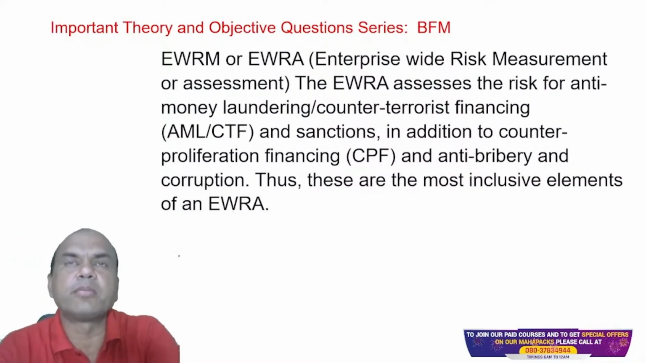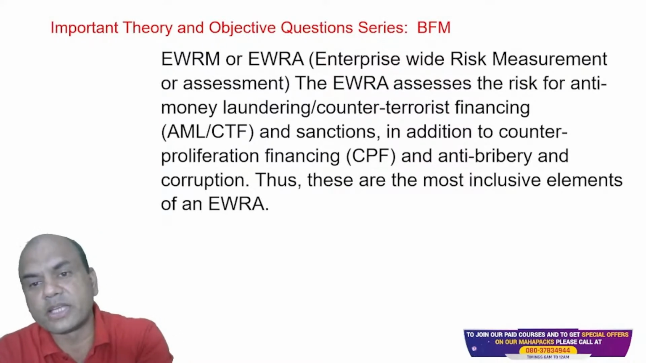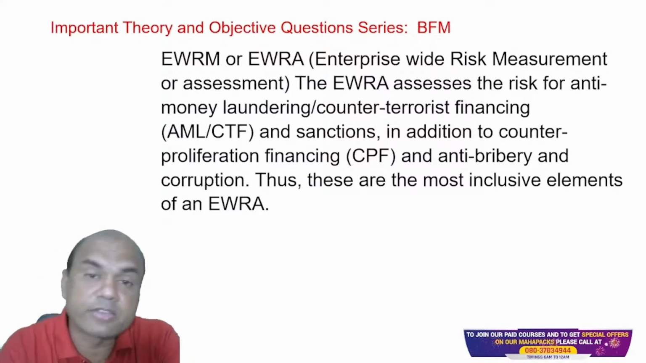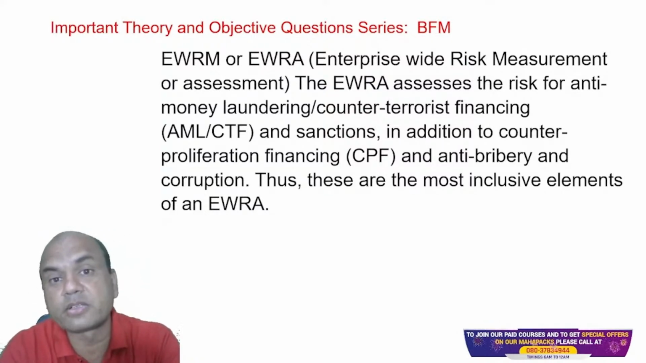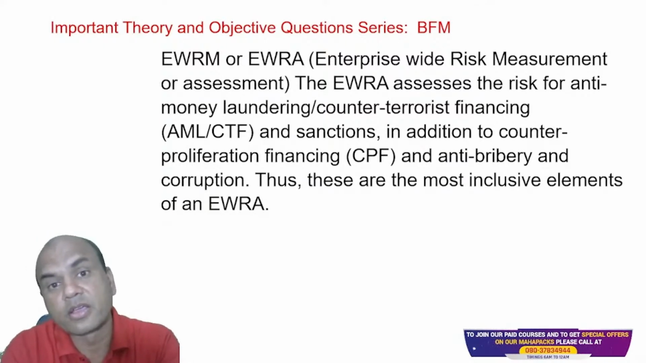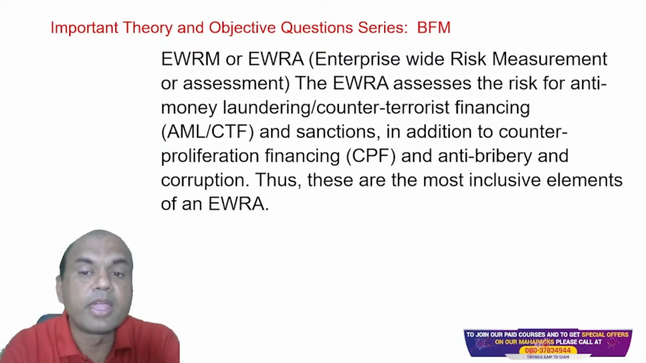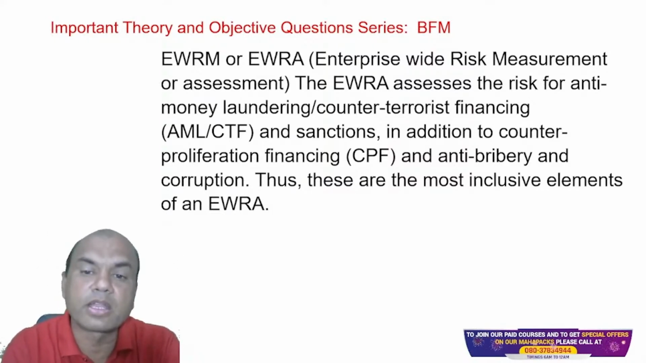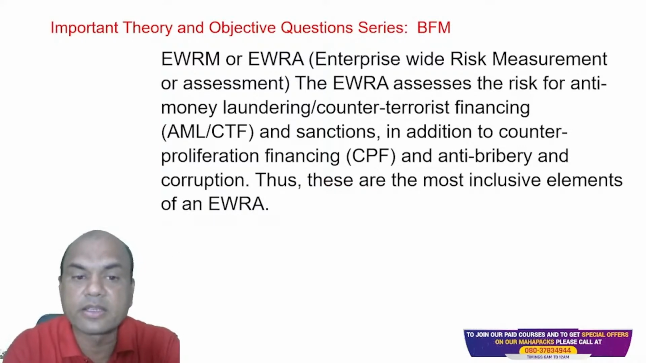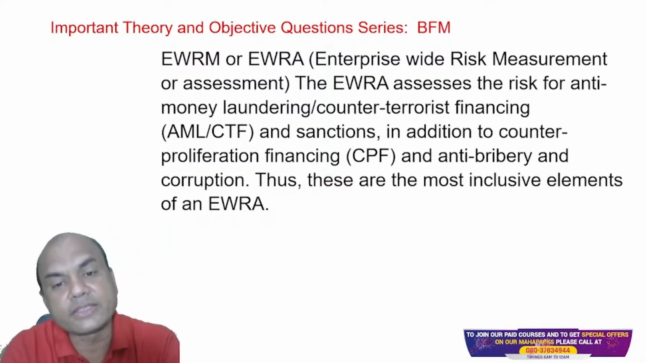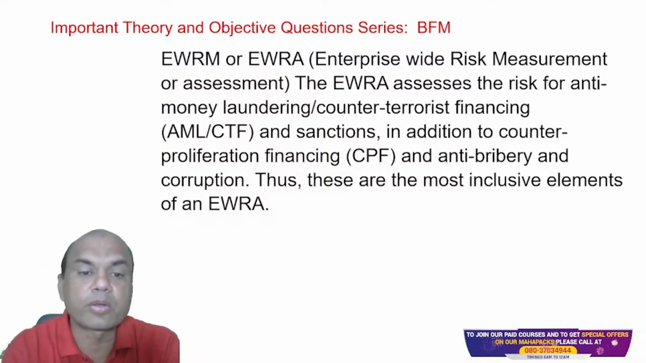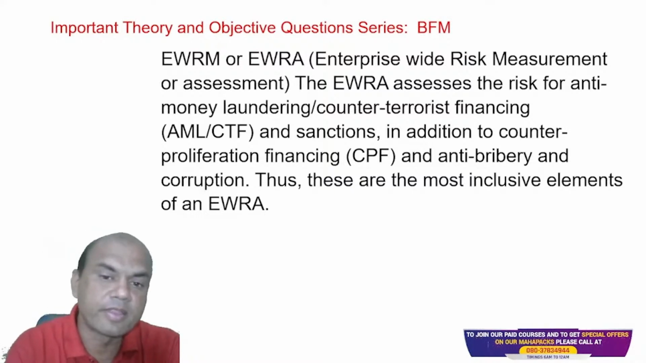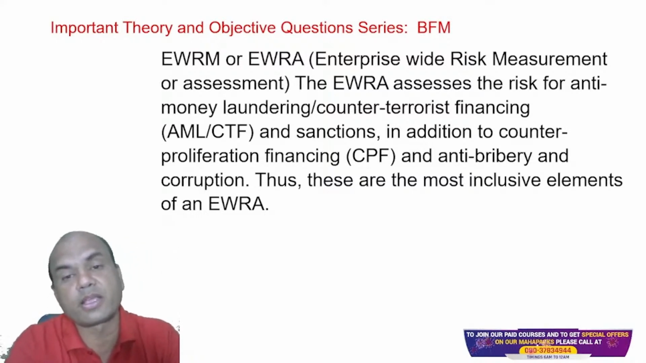What is EWRM or EWRA? What do you mean by this? Enterprise-wide risk measurement or risk assessment. Enterprise-wide means total, related to the enterprise, the complete company. EWRA or EWRM assesses the risk of anti-money laundering and counter-terrorist financing, meaning AML and CTF, and sanctions, in addition to counter-proliferation financing and anti-bribery and corruption. Now these are important terms which may come to you in the exam.